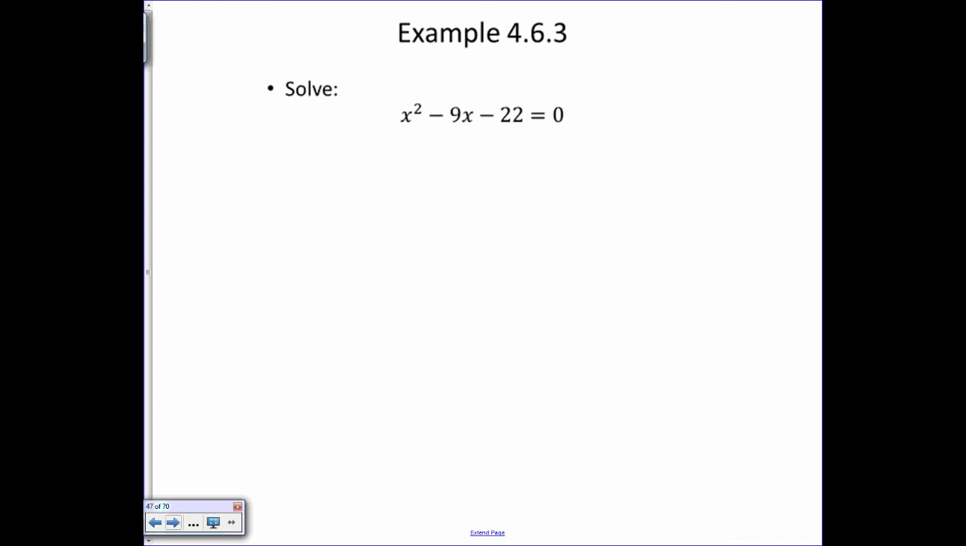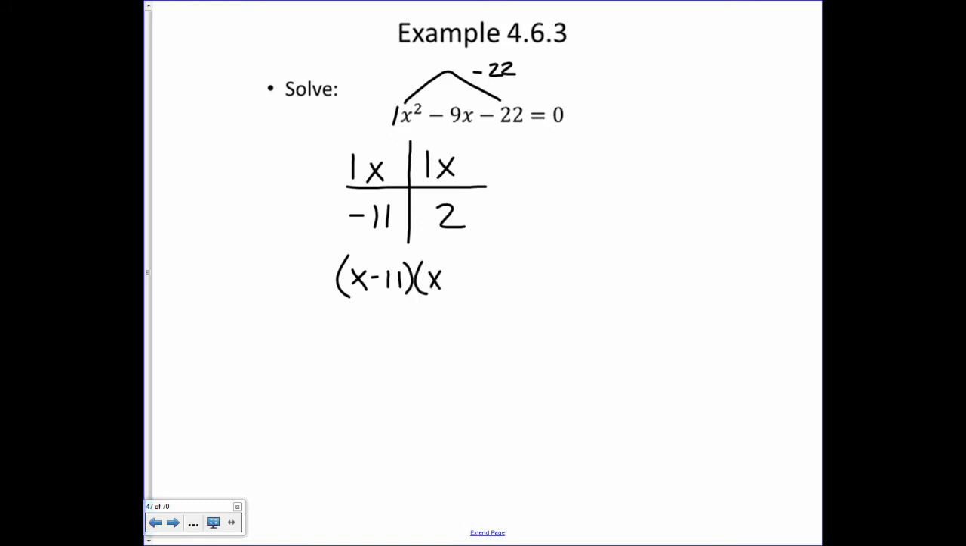For this example, we're going to have to factor the left-hand side first. So for now, forget about the equals 0 part. We're going to do just like we did in the past few sections. Take the first number and last number, multiply them together, you get negative 22. We're going to make a box, 1x and 1x. We now need two numbers that multiply to give you negative 22 and add to give you negative 9. Well, negative 11 and positive 2. And now we have our factored form, x minus 11 and x plus 2.